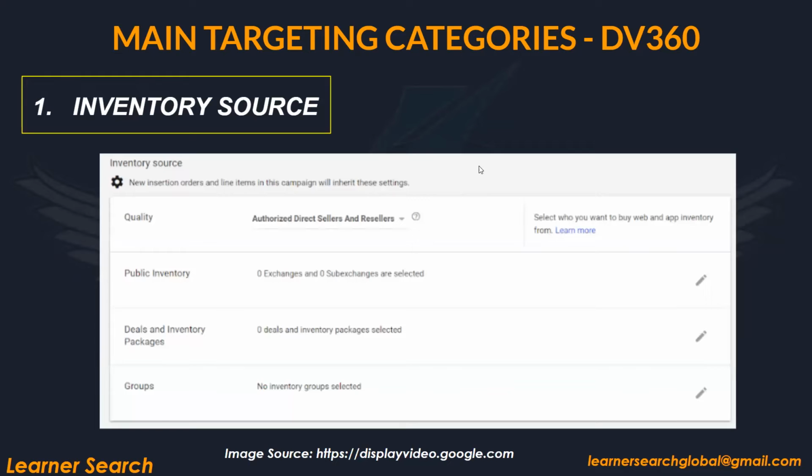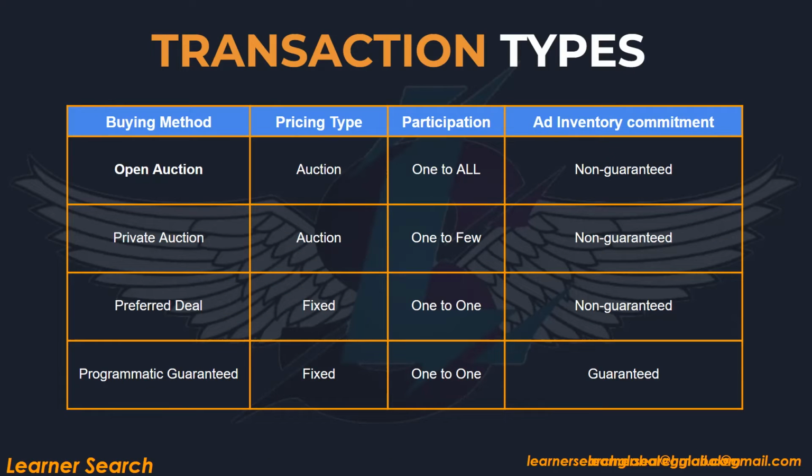In this slide, you can see the inventory source targeting in DV360. This inventory source targeting is available at all levels except the advertiser level. The options available in inventory source are quality, public inventory, deals, and inventory packages and groups. Quality mainly speaks about ads.txt, and we will discuss that later, along with public inventory, deals and groups.